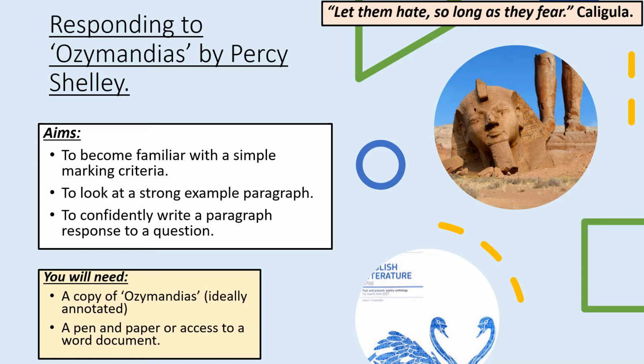For this, you're going to need a copy of Ozymandias, ideally annotated. If that's a problem at all, you can always flick back to the last video about annotation. Everything you need is on that video as well, but hopefully if you're doing this video, you've probably done that video as well and annotated a copy yourself. And obviously you'll need a pen and paper or access to a Word document.